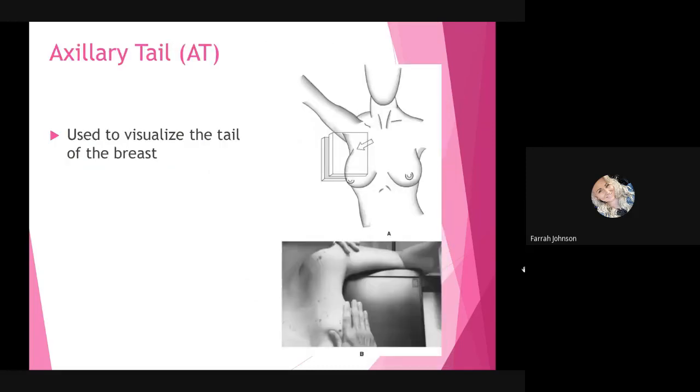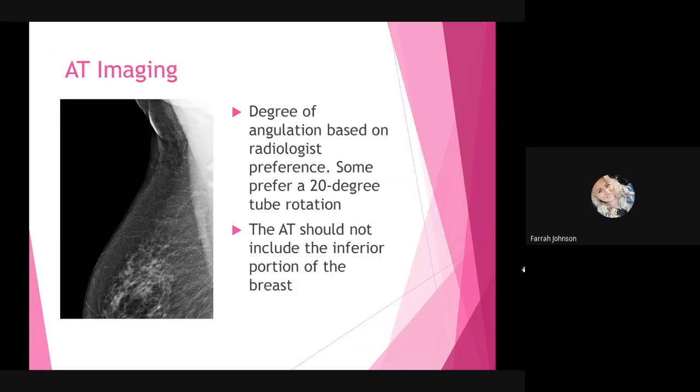Then we have our axillary tail view, which is going to be used to visualize the tail of the breast. It's kind of similar to the lateral medial projection, except we're going to center higher up in the breast and really focus right underneath that axillary region. So for axillary tail imaging, the degree of angulation is going to be based on the radiologist's preference. Some prefer a 20-degree tube rotation, whereas others may require no tube rotation. The axillary tail should not include the inferior portion of the breast.